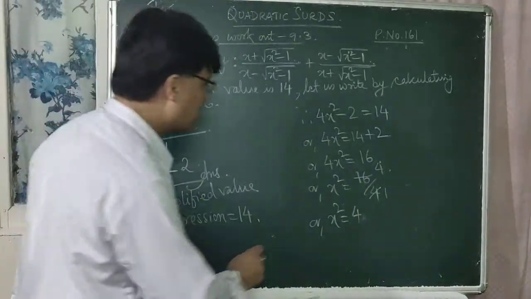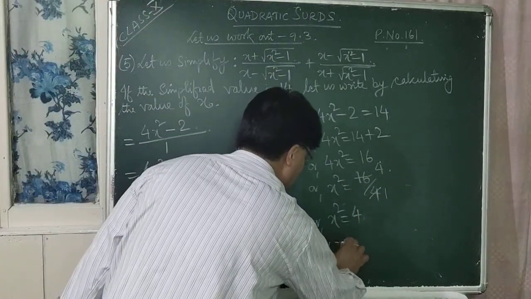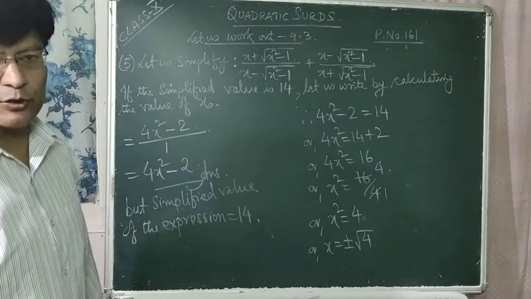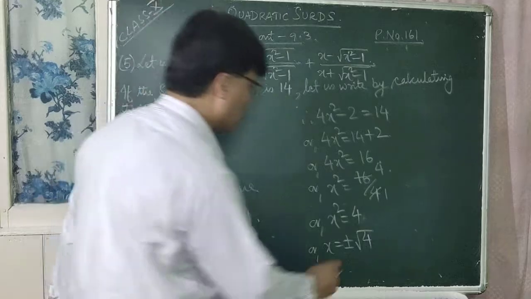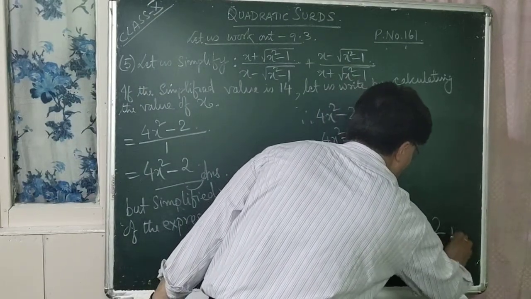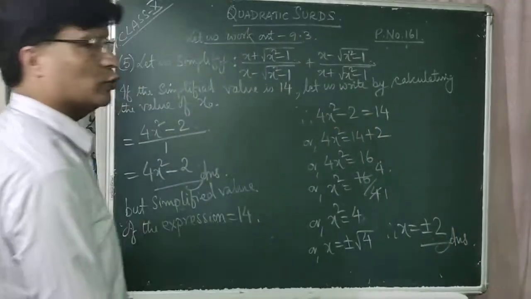So what are the values of x now? Or x is equal to plus minus root over 4. So what are the values of x now? X is equal to plus minus 2.